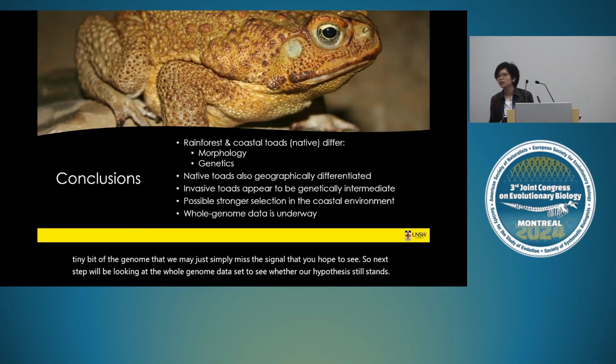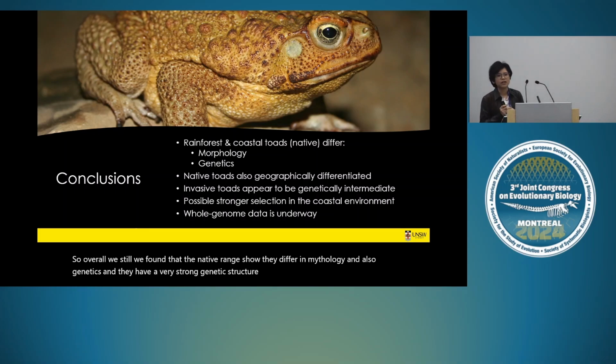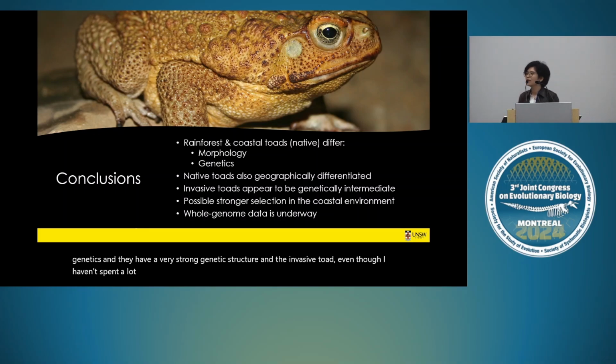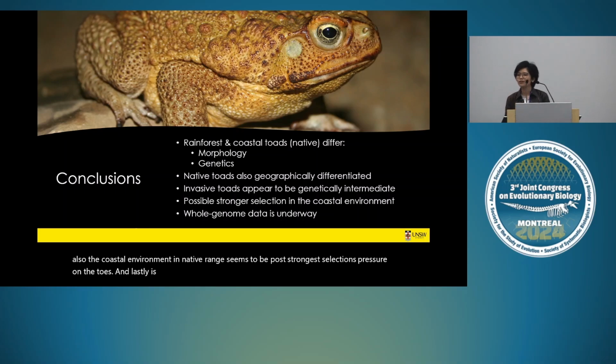So overall, we found that the native range toads differ in morphology and also genetics, and they have a very strong genetic structure. And the invasive toads, even though I haven't spent a lot of time on them in this talk, still seem to be genetically intermediate. Also, the coastal environment in the native range seems to pose the strongest selection pressure on the toads. And lastly, we are now waiting for whole genome resequencing data to come back, so it's time for me to work on more.